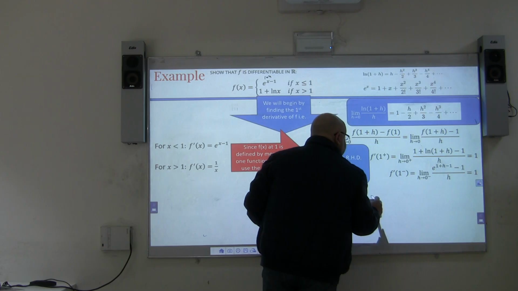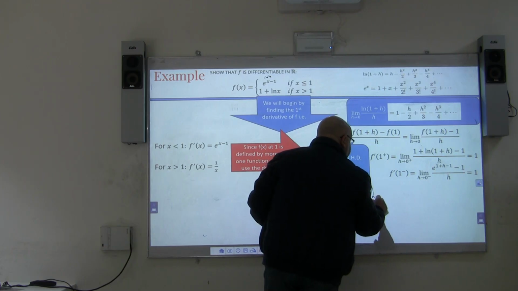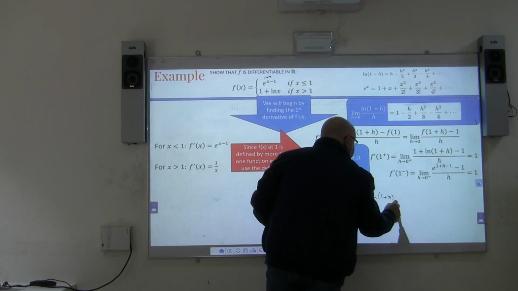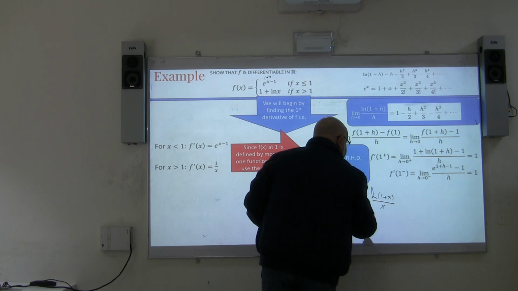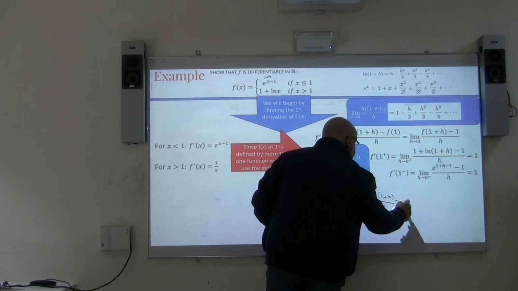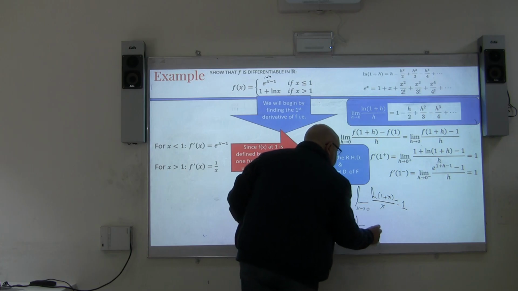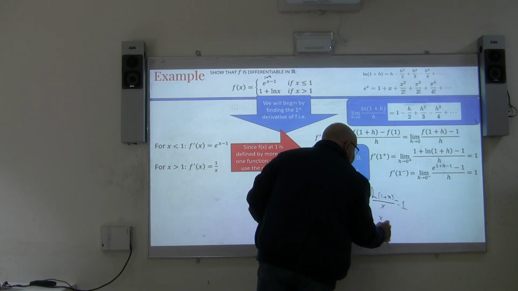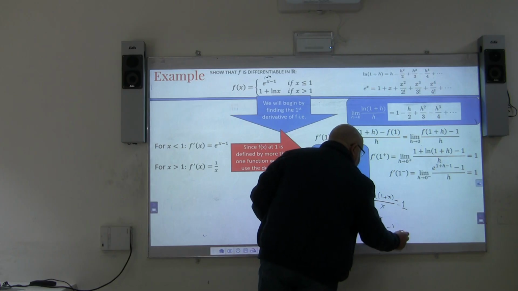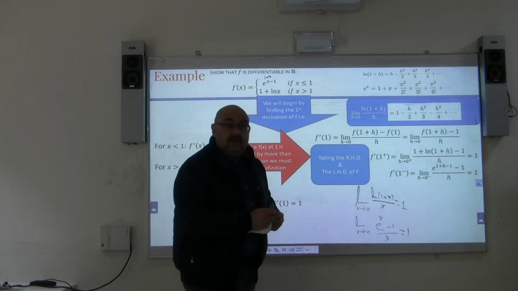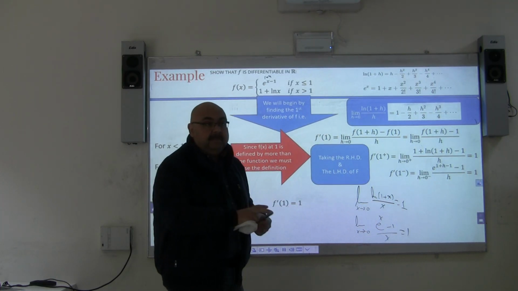Just in a second, if I saw ln(1 plus x) over x, limit x tends to 0, the result is 1. And also if I have limit x tends to 0 of e to the power of x minus 1 over x, the value is also equal to 1.